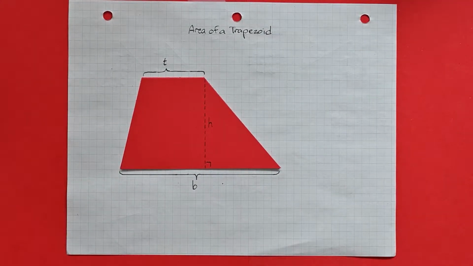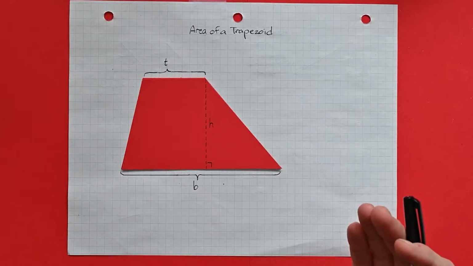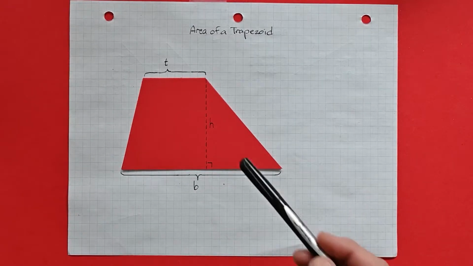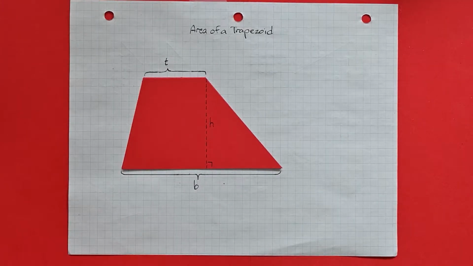We have explored finding the area of rectangles. We've moved on to parallelograms and from there to triangles. And now we're going to consider this guy who is a trapezoid. And we have a nice way that we can find the area of one of these as well.